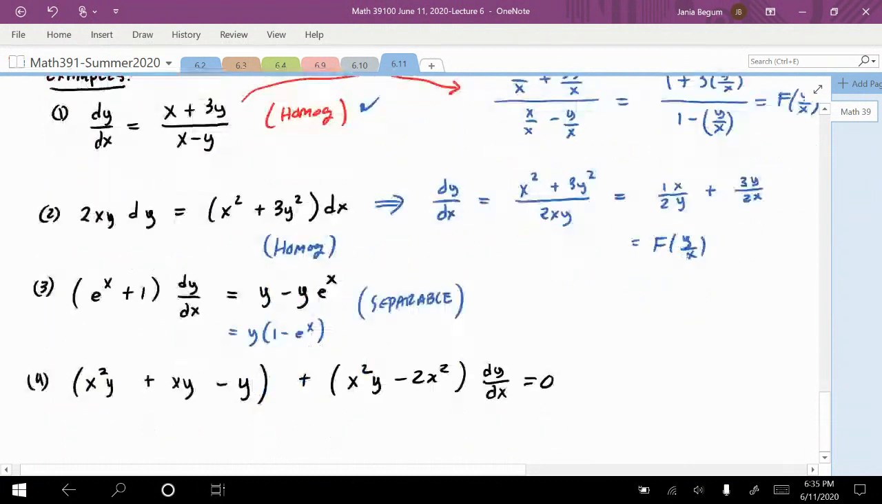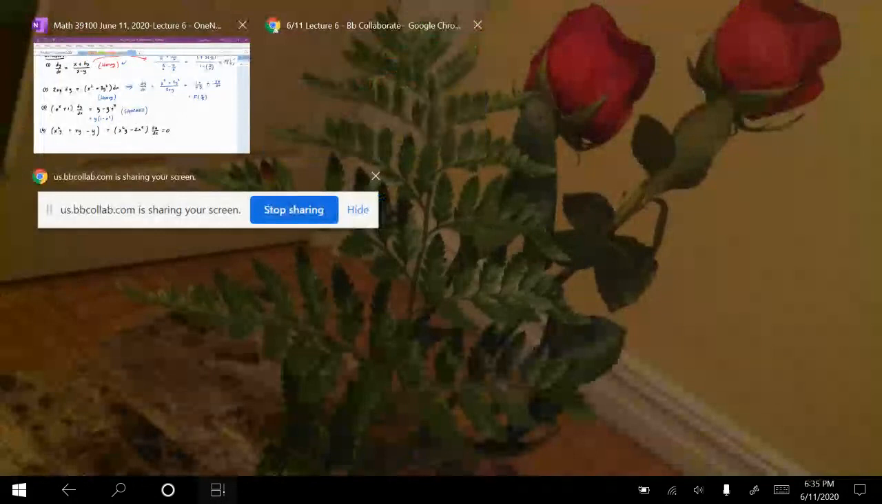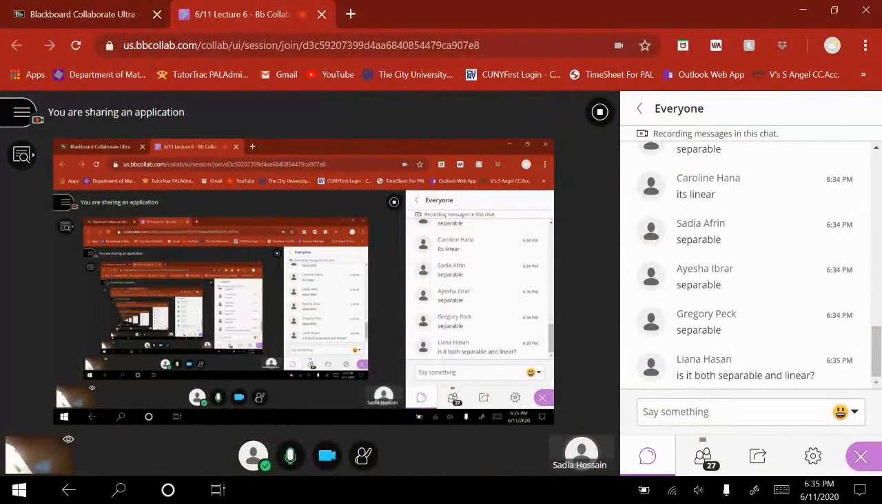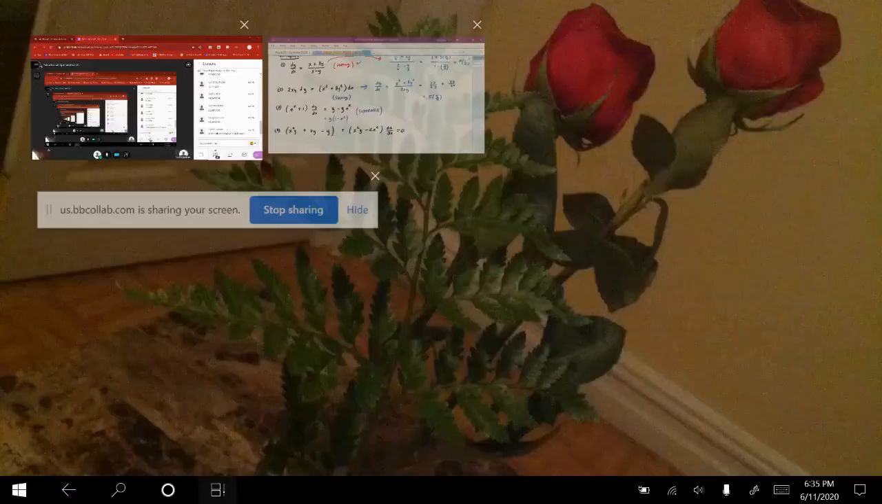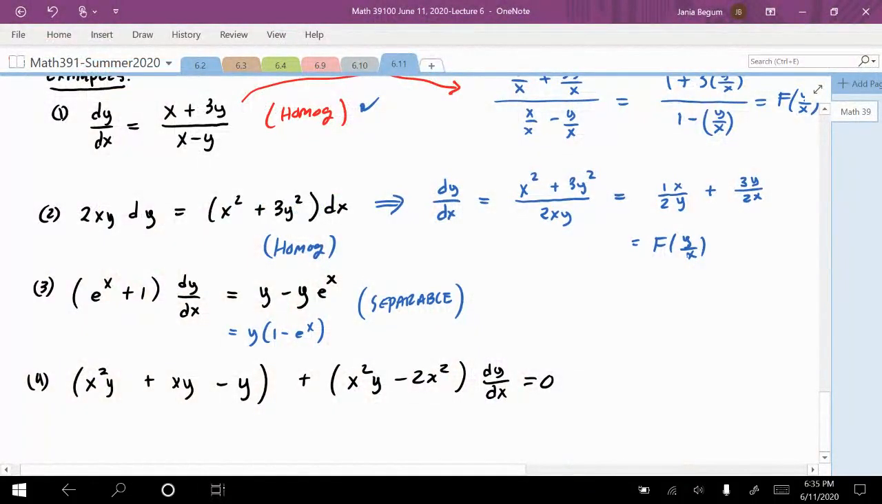Okay, and the last one, let's check this one out. So let me know if you guys have questions while we're just going through this. So Liana, yes, in this case, it happens to be both, right? It's separable and it's linear in y because we can rewrite it. But we wouldn't use the method of integrating factor because it's probably going to be more complicated. So I would go with separation of variables.